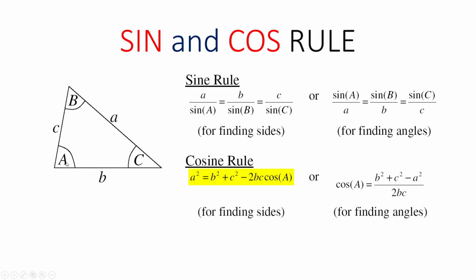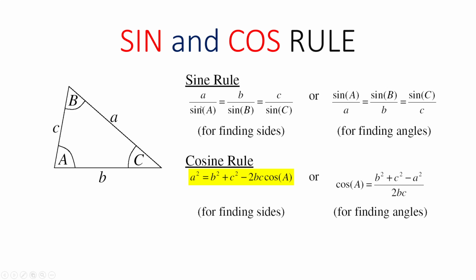It's not a rule that needs one of these angles to be a right angle. So what does the rule say? a over sine a equals b over sine b equals c over sine c. And here's the rule.